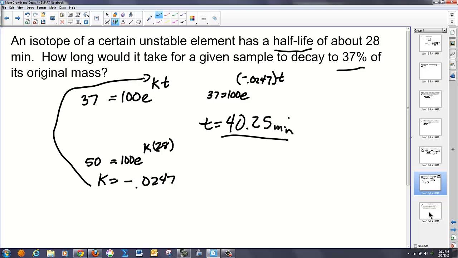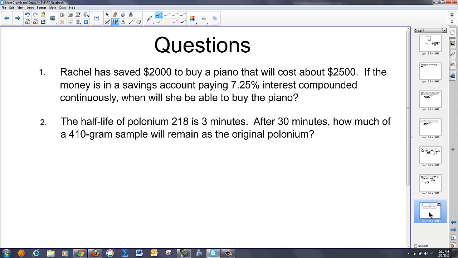The calculator stuff's going to be a little bit tricky. Work on it. I'll do one tomorrow most likely. Here are some questions for you to answer.